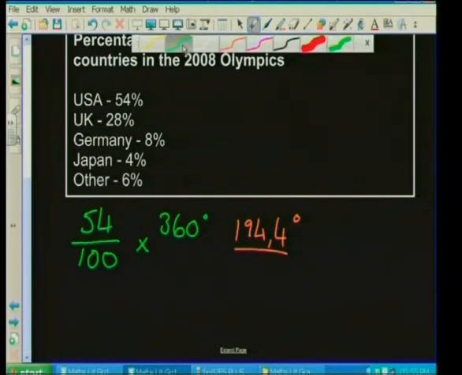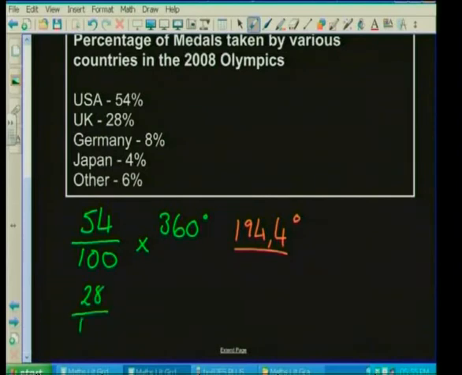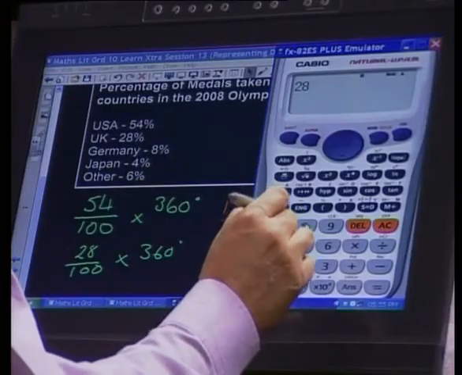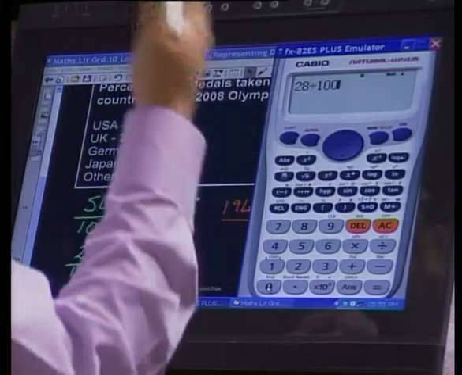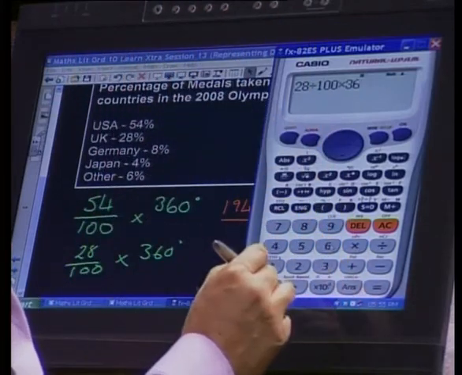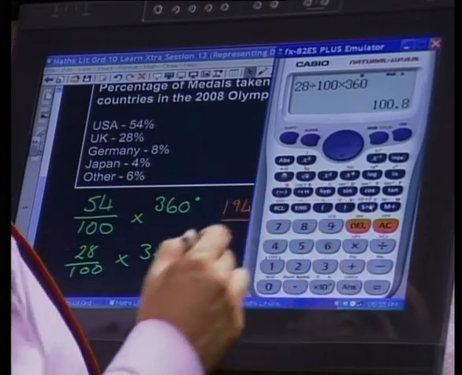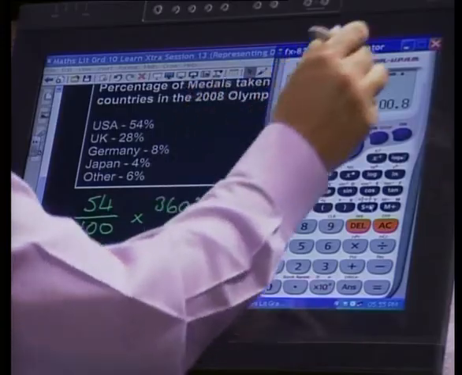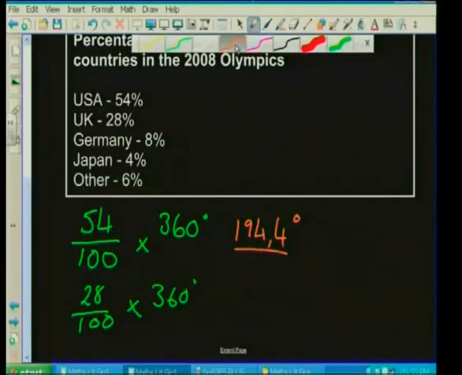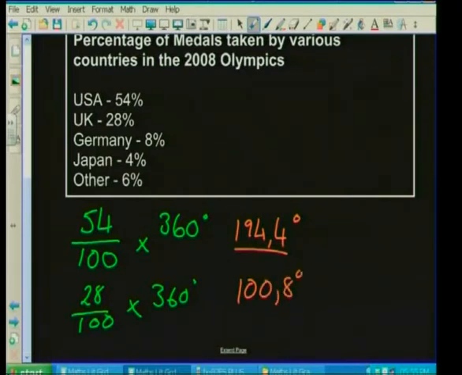So we're going to do the same thing with the UK. We've got 28%, changing it to degrees, so we're timesing it by 360 degrees. Again, with our calculator, I've got 28, I'm dividing it by 100, or it means 28 over 100, and multiplying it by 360, and I'm going to get an answer of 100,8 degrees. So we know the USA of our entire pie chart makes up 194 degrees. UK makes up 100 degrees. So now, what's going to happen when we draw this?